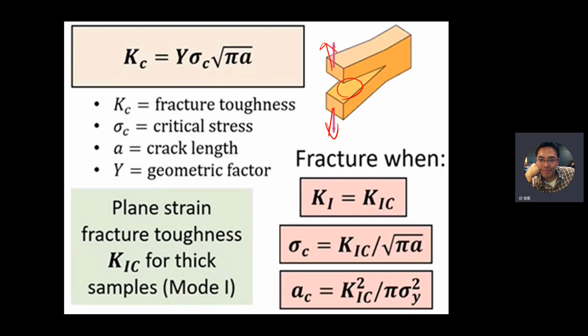K equals K1C because it is mode 1, the critical fracture toughness. Then we can calculate its critical stress from this. We already mentioned that K1C, the fracture toughness, is a material property. Therefore, if we know the crack size, we can calculate this critical stress.